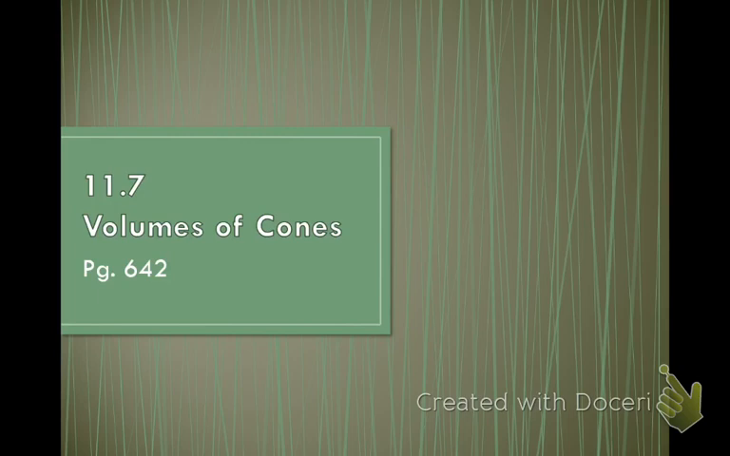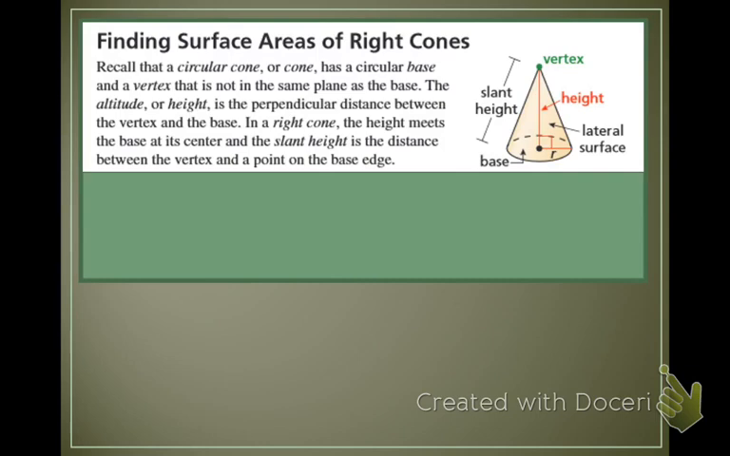The volume we actually already know how to do, because what does a cone look like that we've already learned? It looks like a pyramid. So it's the same formula as a pyramid. The only thing you're learning new is going to be the surface area.